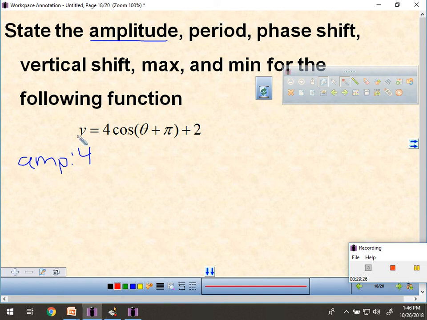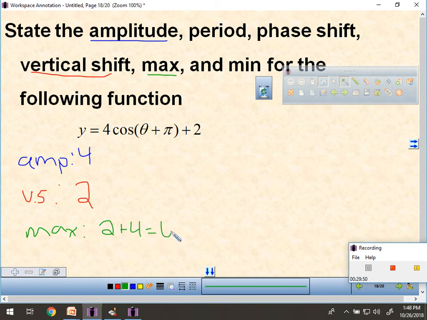The next one, the vertical shift. The vertical shift is always that last number on the outside, so the vertical shift for this problem would be 2. And now that I know my vertical shift and the amplitude, I can find the max. The max is your vertical shift plus your amplitude, so that's 2 plus 4, which is 6. My minimum is your vertical shift minus your amplitude, so 2 minus 4 gives me -2. So that will be my max and my min.